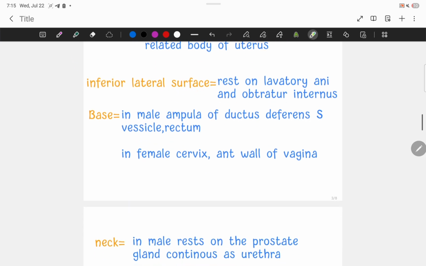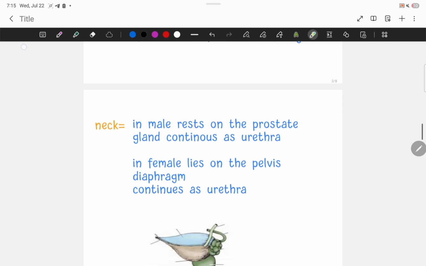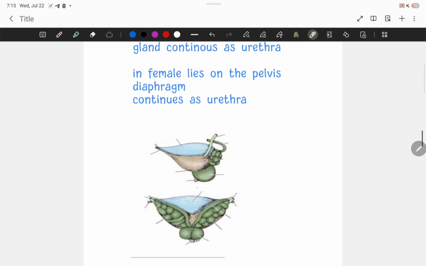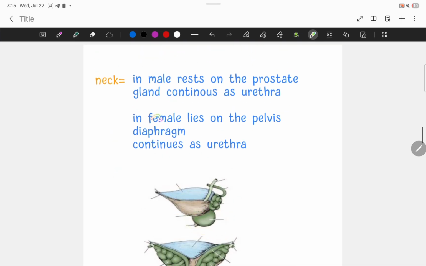The inferolateral surface rests on levator ani and obturator internus. The base in the male relates to the ampulla of the vas deferens, the seminal vesicle, and the rectum. In the female, the cervix and anterior wall of the vagina. The neck in the male rests on the prostate. You see, this is the prostate. And in the female it lies on the pelvic diaphragm, continuing to the urethra.